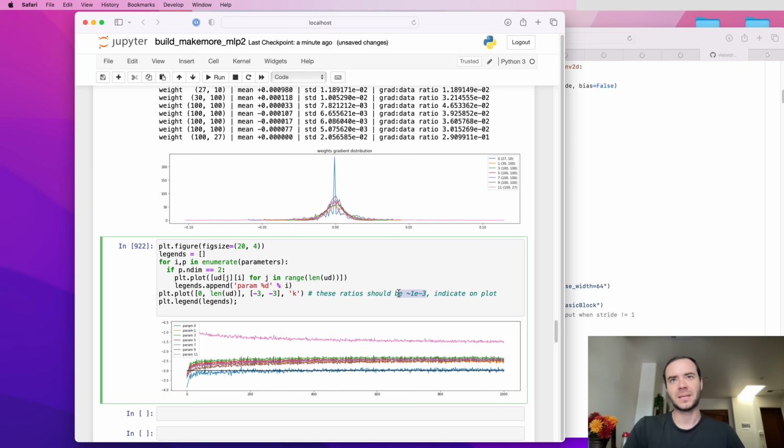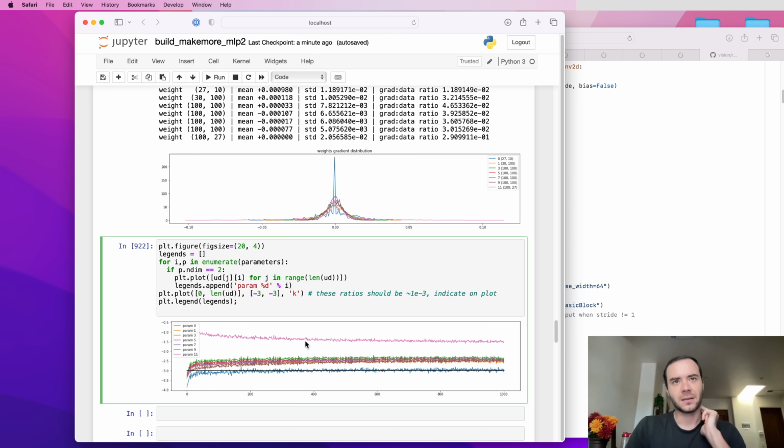So that means there are some values in this tensor, and the updates to them at every single iteration are no more than roughly 1,000th of the actual magnitude in those tensors. If this was much larger, for example, if the log of this was, say, -1, then this is actually updating those values quite a lot. They're undergoing a lot of change.